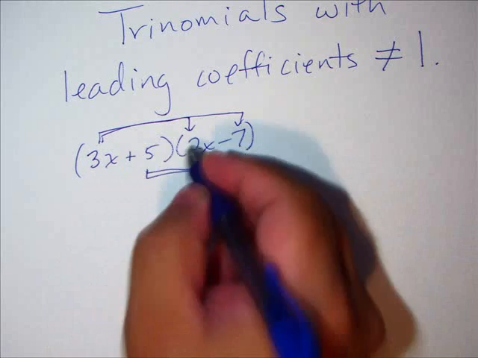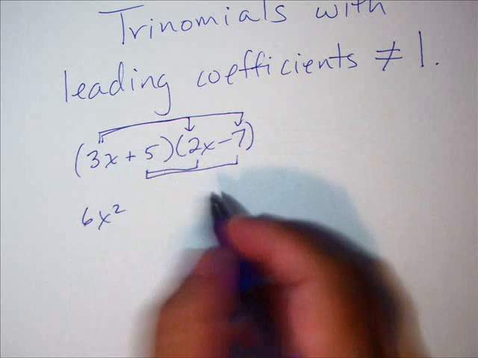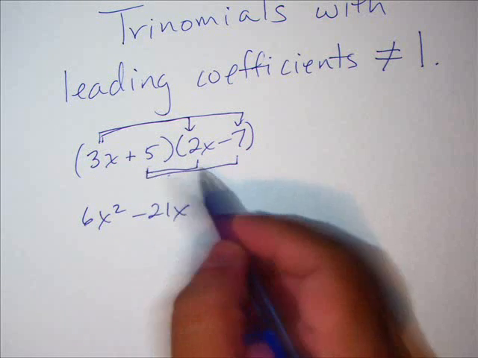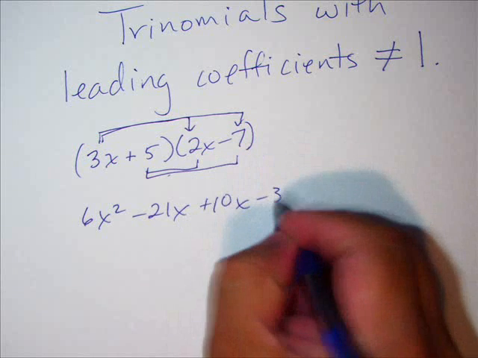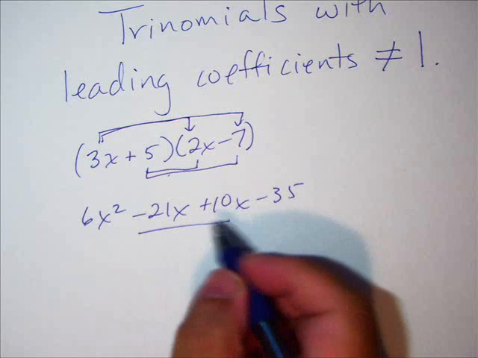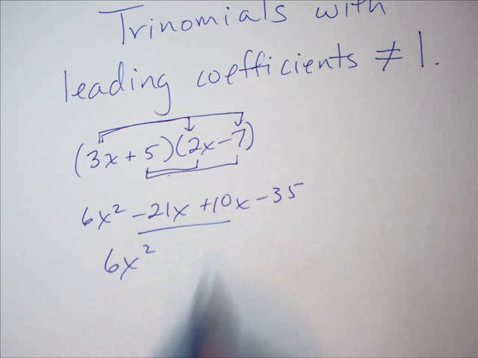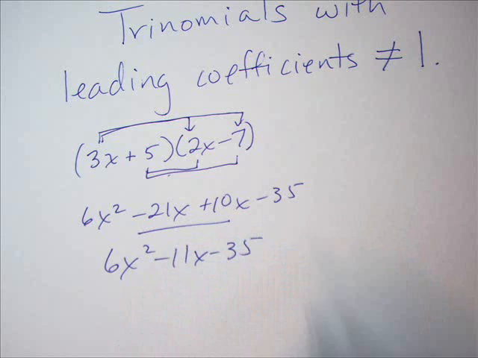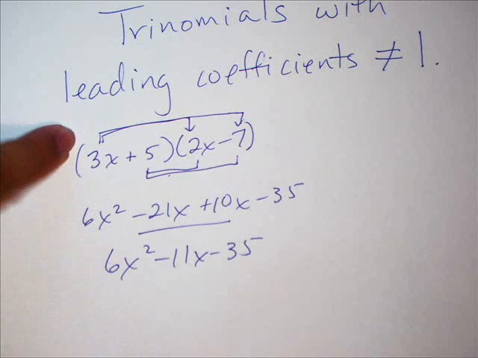Alright, so 3x times 2x is 6x squared. 3x times minus 7 is negative 21x. 5 times 2x is 10x. 5 times negative 7 is negative 35. The middle term comes from the outside and the inside, and those two can be combined, making minus 11x. So when we're factoring, we're taking this version and taking it back to that.